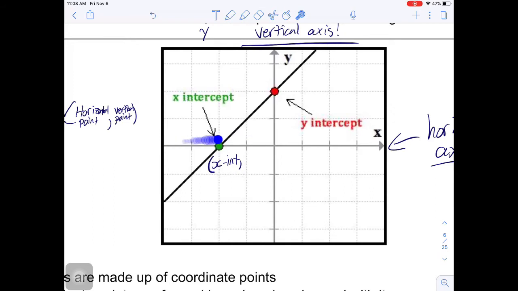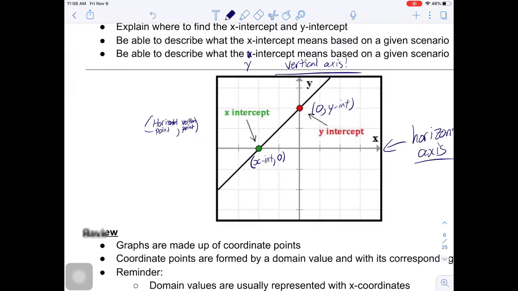Okay, so our horizontal point here would be whatever our x-intercept is, but what's our vertical point at? Well, it's actually at 0. So that's the special part about an x-intercept. It's when y, or your vertical point, is 0. So this is our ordered pair of this point. Our ordered pair of this point was when our horizontal is 0, but our vertical is at the y-intercept. Okay, and we'll talk about that a little bit more later on.